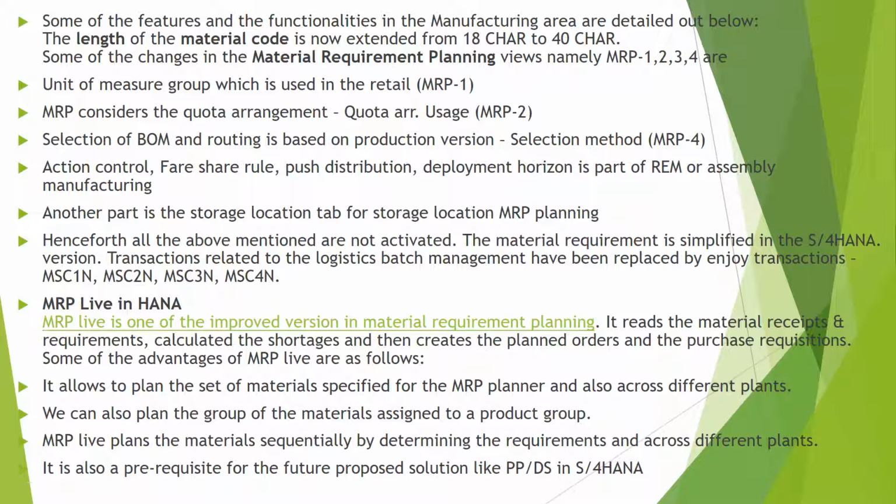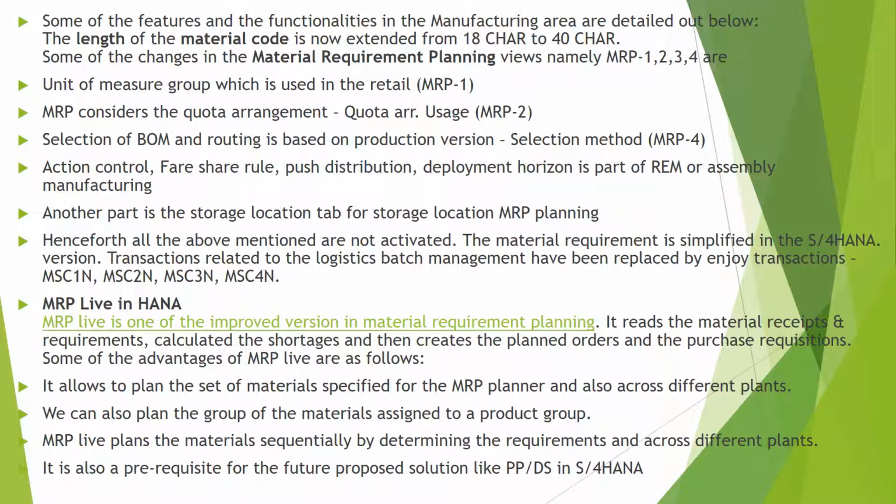And instead of classical MRP, now in SAP S/4HANA we have MRP Live. MRP Live is one of the important versions in material requirement planning. It reads the material receipts and requirements, calculates the shortages, and then creates a planned order and a purchase requisition if material is not available. Some of the advantages of MRP Live are as follows.